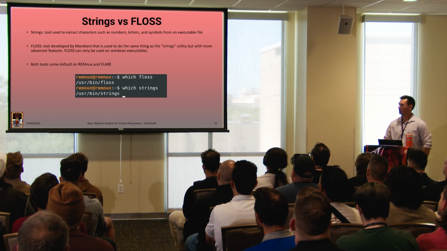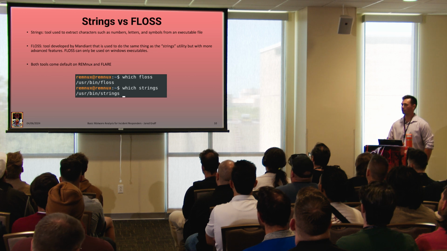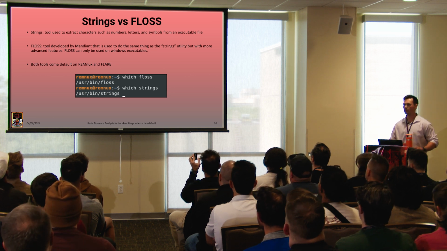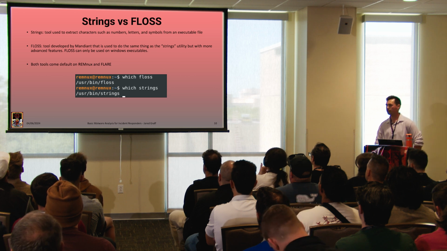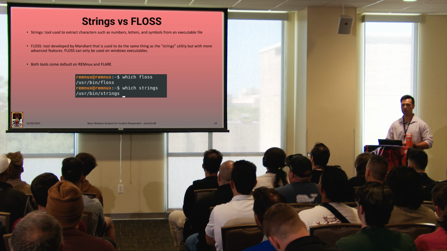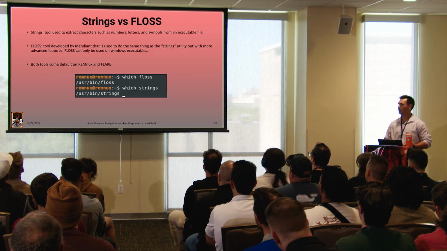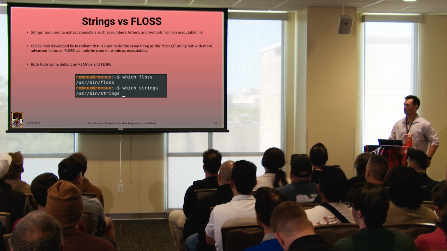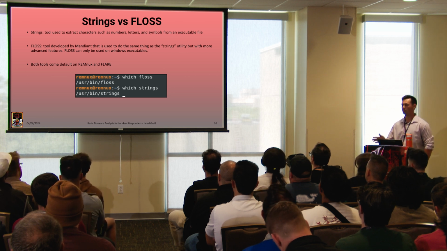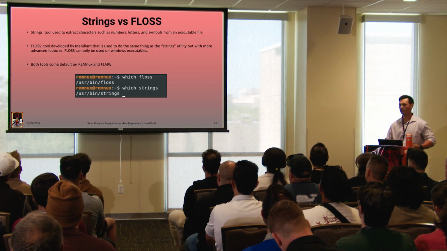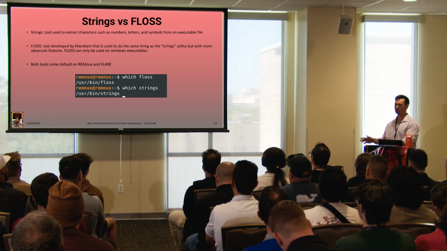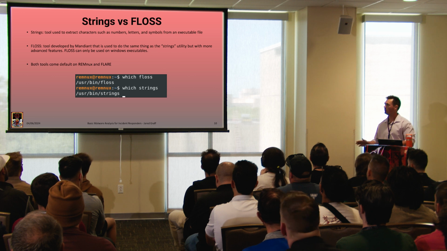A big thing I want to go over is the difference between strings and FLOSS. These tools serve the same purpose, but they have slightly different functionality. They're both used to extract characters such as IP addresses and domain names. You name it, you can find it in strings. FLOSS does the exact same thing, except it has more advanced capability. It can identify some evasion techniques like stack strings, which I'm going to go over later in this presentation.